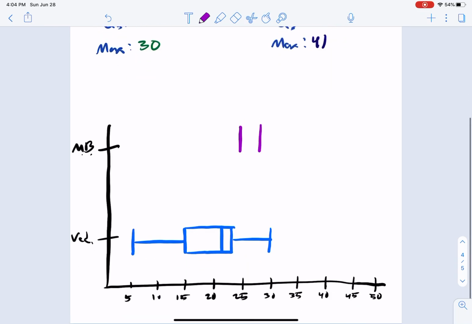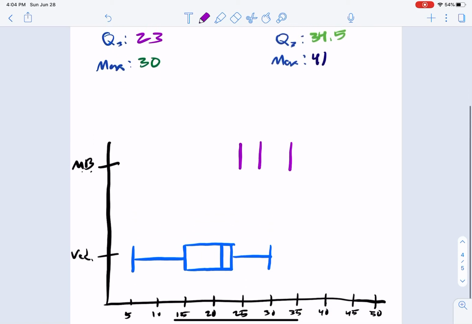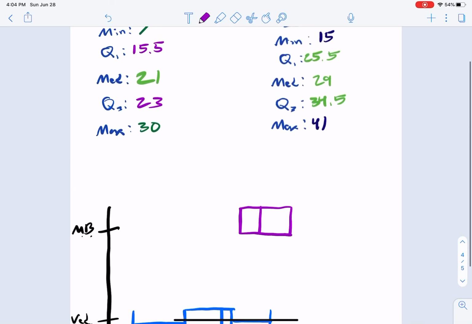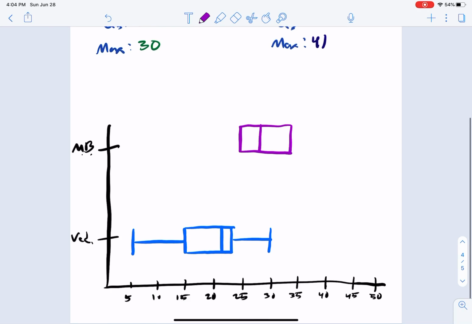Okay. And then, so 34.5, that's Q3. Put it right there. And we'll go connect, make that nice box, and we'll draw the whiskers. So our minimum is 15. Whoa, way down here. Connect that. And then 41.